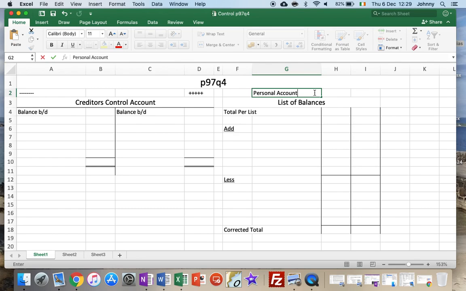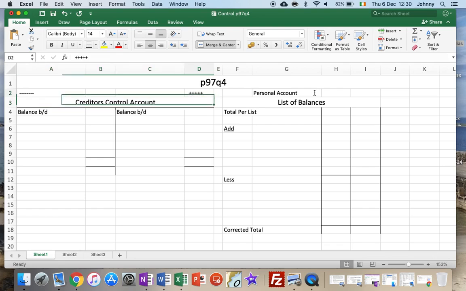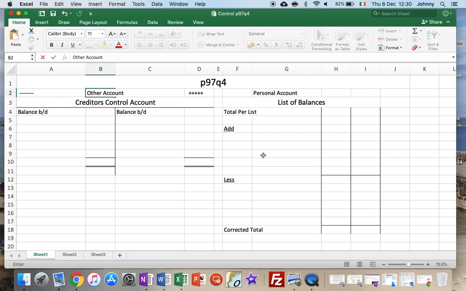So if the mistake, the thing that needs to be fixed, is in the personal account, it goes into the list of balances. The other account then will be the control account. Okay, so we look at the setting up of the question. So it says we have two balances.